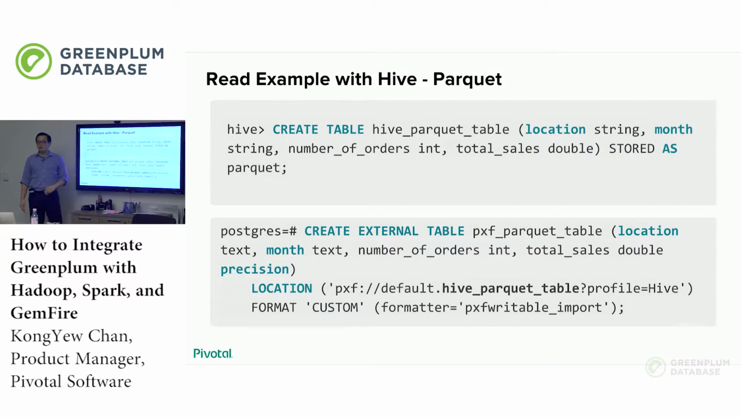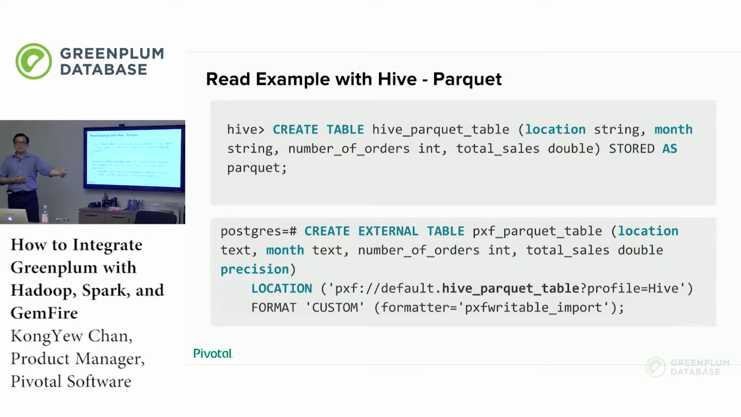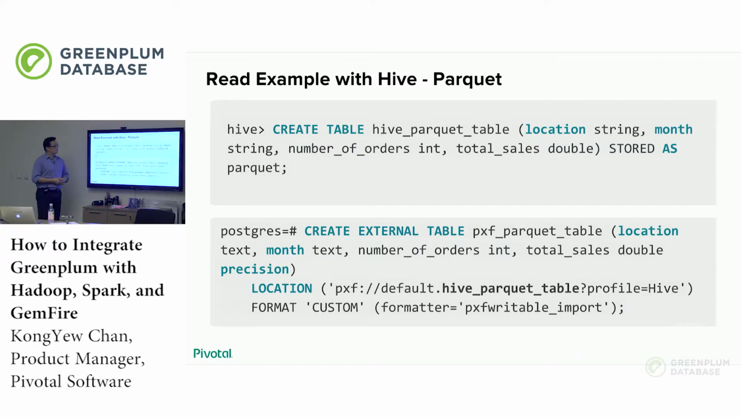Therefore, you do not need to know the path of the files because those files are located within the Hive catalog. What you do need to do is specify a profile called Hive. And we know that we can communicate to a Hive table, a Hive system, and we retrieve the metadata of those Hive files, and through that we can load that data.